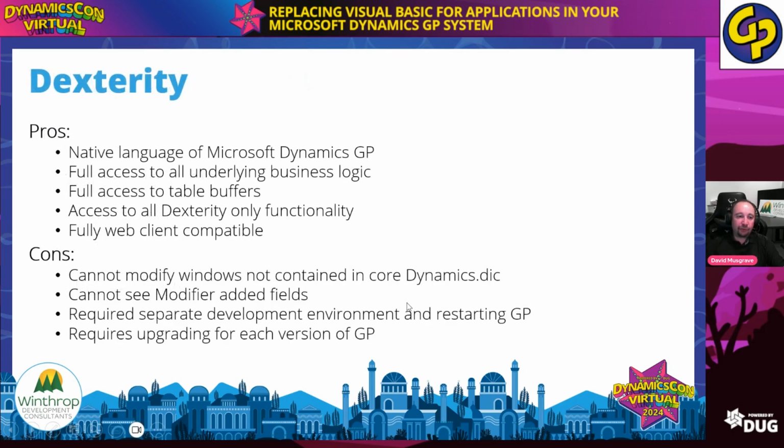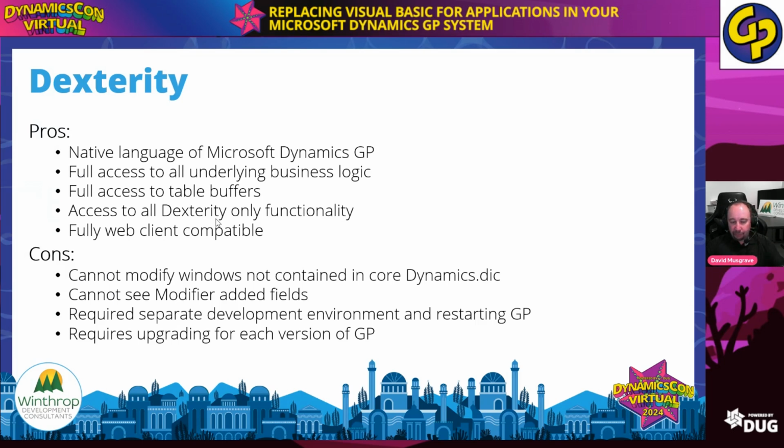The pros and cons of Dexterity. First of all, the pro is it's the native language of GP. It's built into GP. It's what GP is running on. We have full access to all of the underlying business logic, all the functions and procedures. We can access the table buffers. There's a number of features that are Dexterity-only functionality that you can't get to from any of the other tools. Anything you do in Dexterity would be web client compatible if you want to run it on the web client.